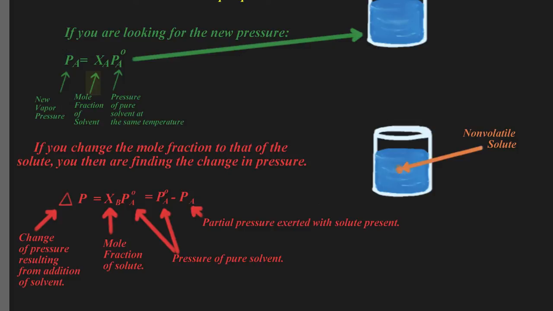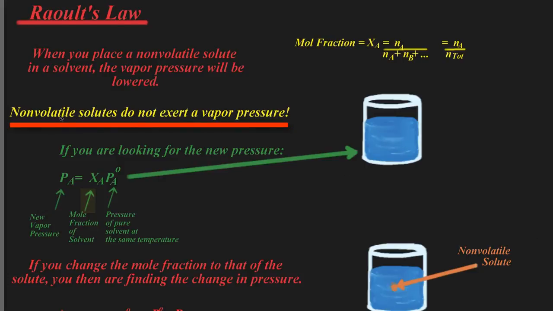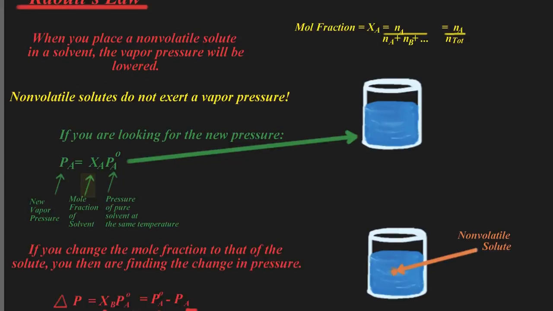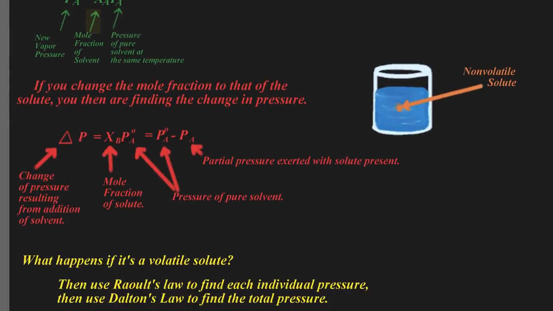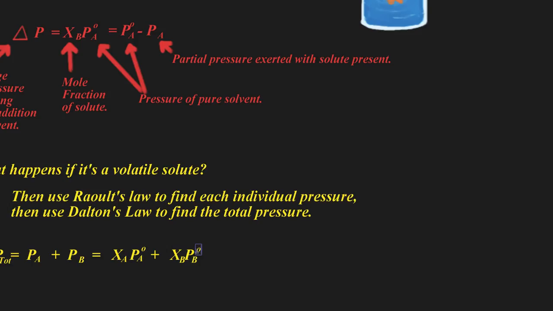One last scenario you've got to look out for in Raoult's law. Sometimes you're given a volatile solute. So again, non-volatile meant that the solutes do not exert a pressure. So volatile, what do you think that means? It does exert a pressure. So here what we do first is we use Raoult's law to find each individual pressure. Then we use Dalton's law to combine the pressures to find the total pressure. So what does that look like?